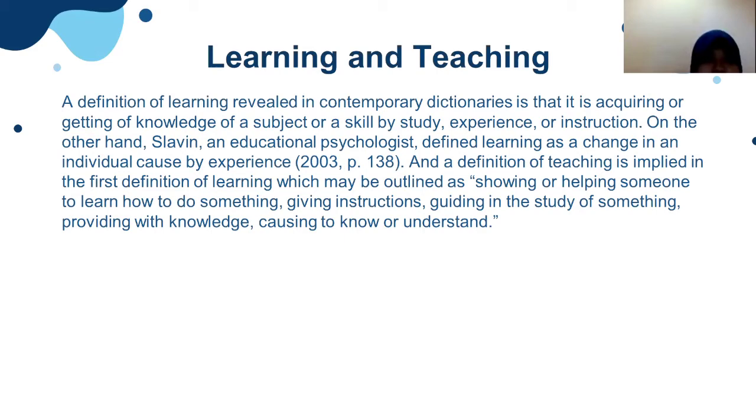Okay, the next, learning and teaching. A definition of learning in contemporary dictionaries is that it is acquiring or getting of knowledge of a subject or a skill by study, experience, or instruction. On the other hand, Slavin, an educational psychologist, defines learning as a change in an individual caused by experience.